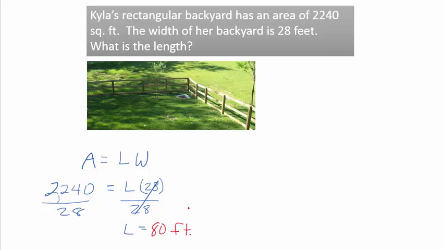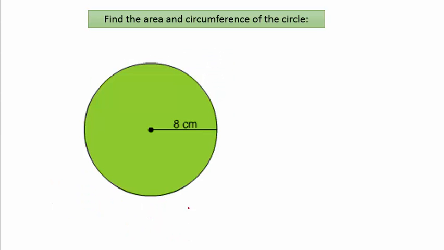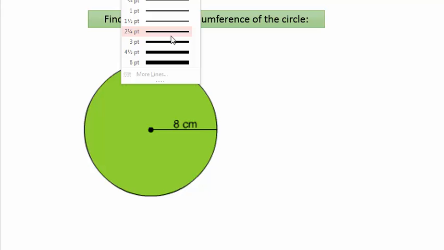So the length of that lawn is 80 feet. That's just an example of using the formula A equals LW and solving for a variable. Okay, this is just a quick reminder of what the formulas are for the area and circumference of a circle.